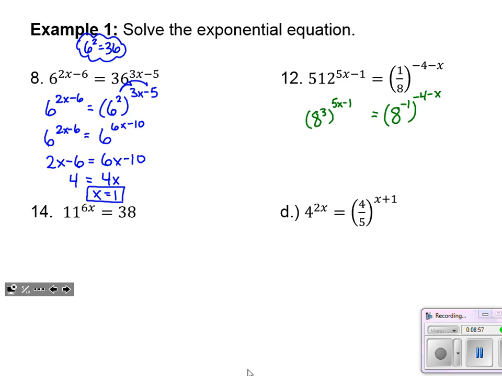Feels like we're cheating the system because it's so easy. On both sides, we do have a power to a power rule to carry out. So I've got 8 to the 15x minus 3 equals 8 to the 4 plus x. Well, if those terms are going to be equal, their bases already match, exponents have to match. So my equation becomes 15x minus 3 equals 4 plus x. Let's subtract x from both sides, add 3 to both sides, x equals 1/2.